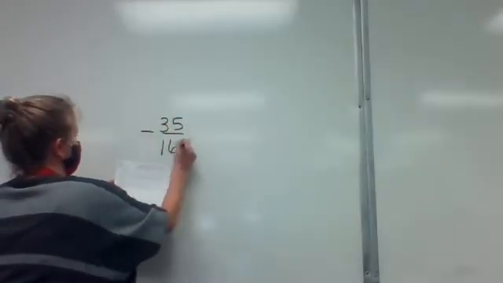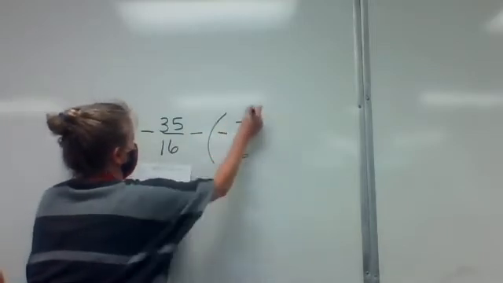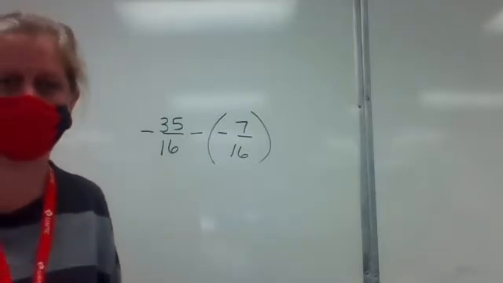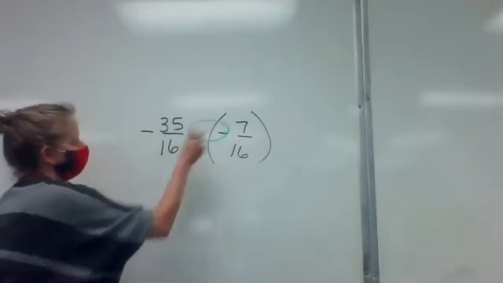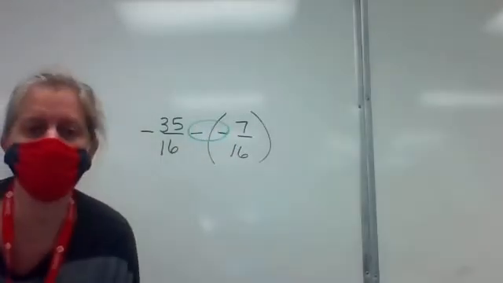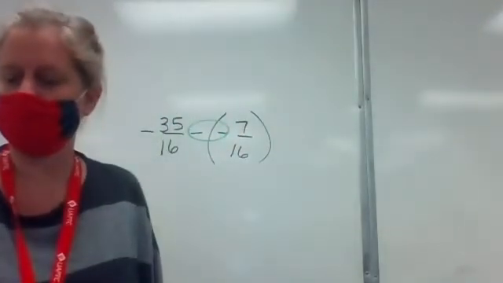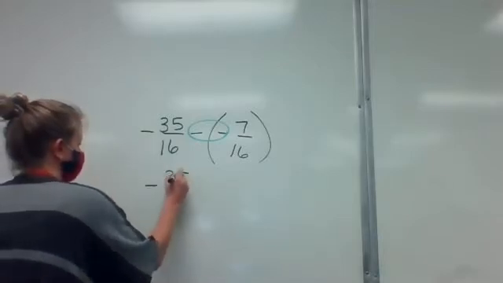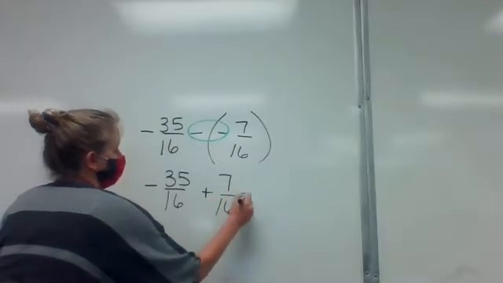Like number 1 says negative 35 over 16 minus negative 7 over 16. The good thing about this one is that they do have the same denominators. I think what this problem wants you to focus on is this right here. If you are subtracting a negative number, that is the same exact thing as saying plus. Minus a negative is the same thing as saying add. So negative 35 over 16 plus 7 over 16.